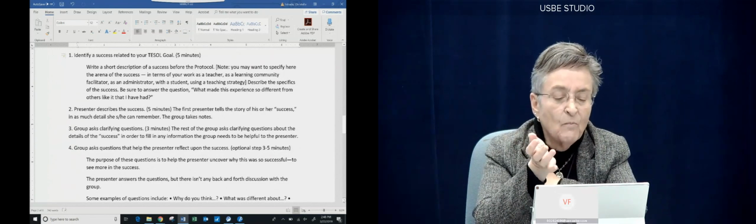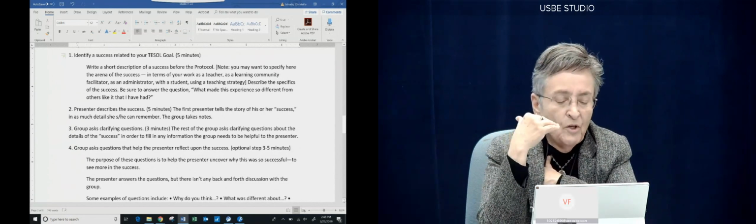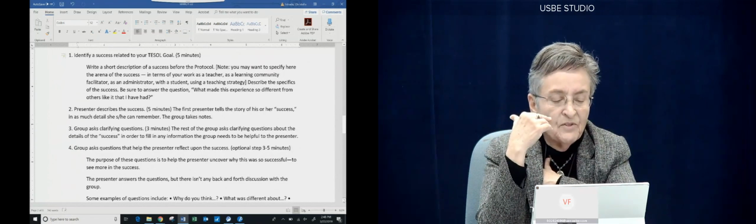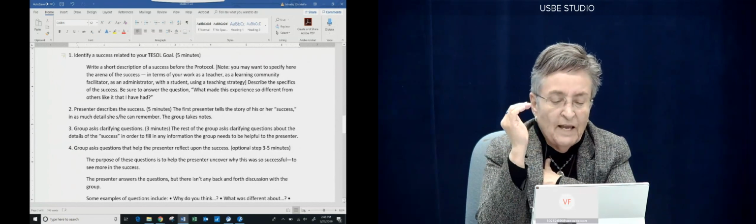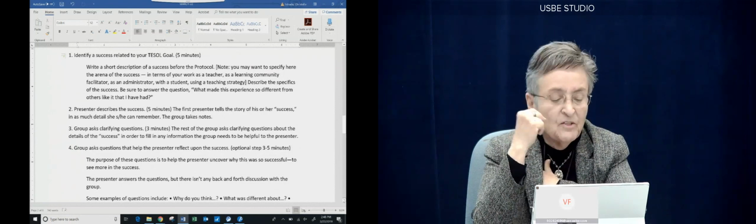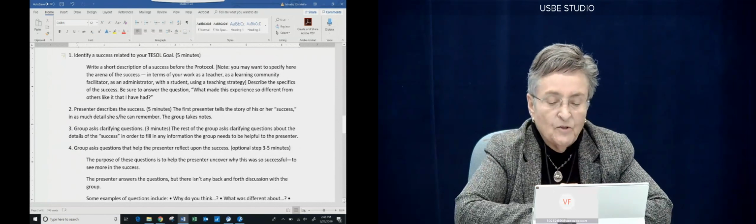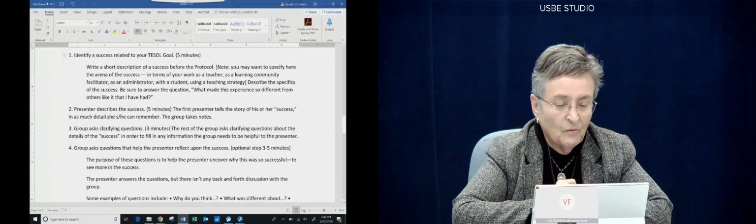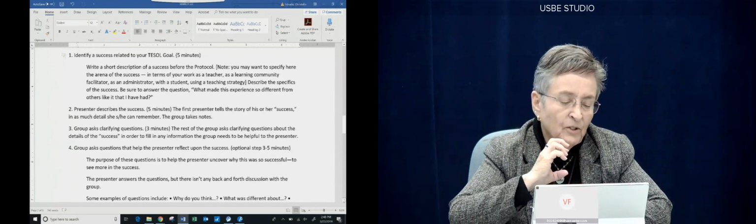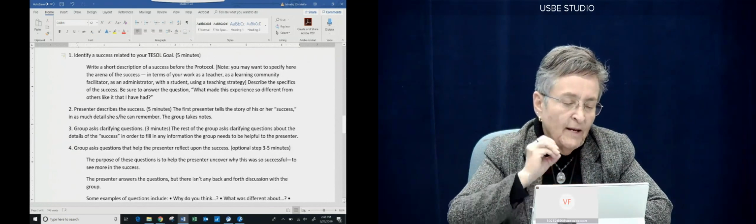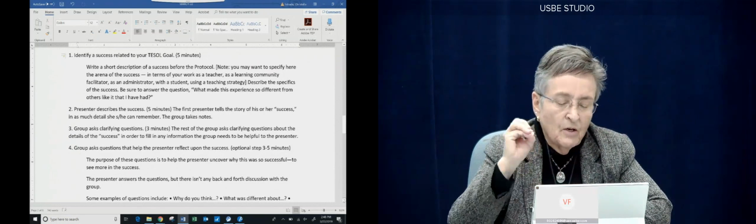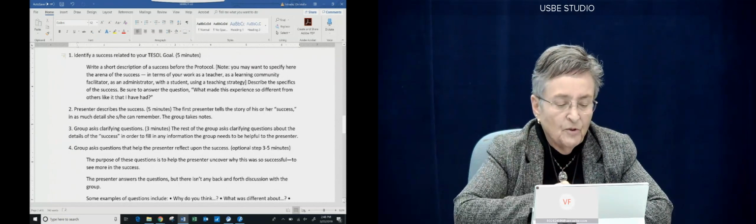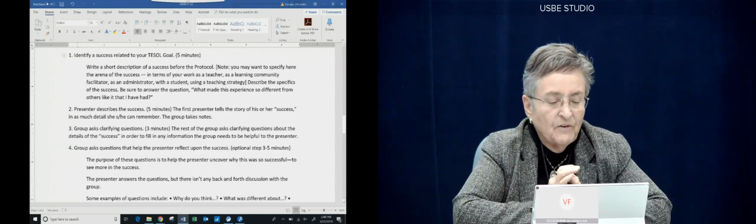And remember, this is all based on what you, as the presenter, define as a success in relationship to the outcome of your goal. Describe the specifics of the success. Be sure to answer the question, what made this experience so different from others like it that you've had? Okay, so remember, this is the idea that we're looking at conditions that are creating a success toward what your goal is. So the presenter describes the success, 5 minutes.